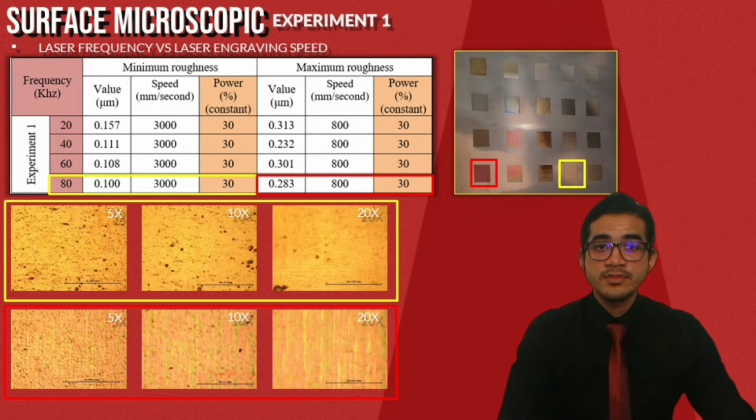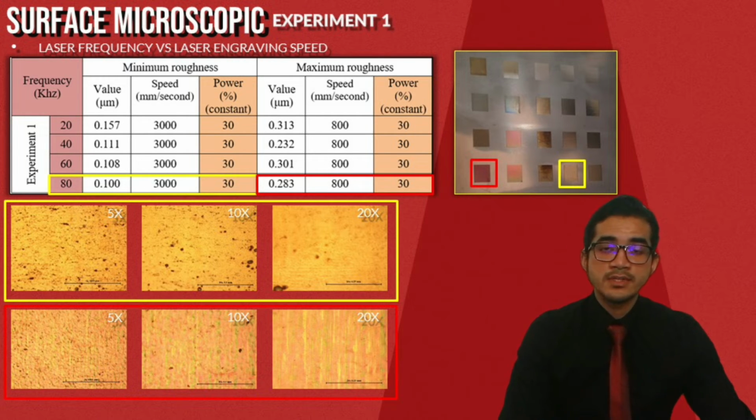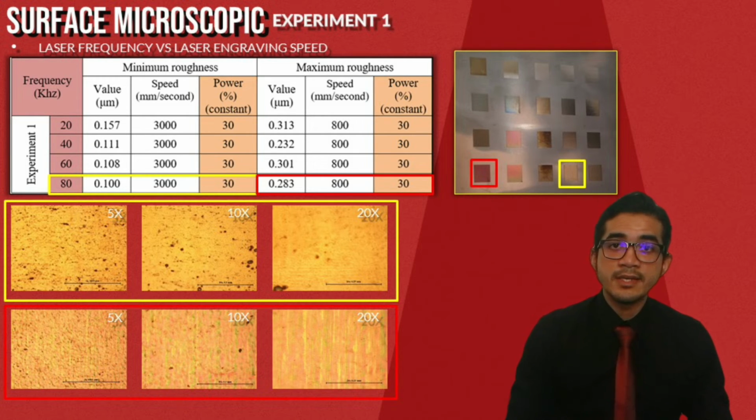I have chosen the D column to show the microscopic vision for this presentation. The frequency used for the D column is 80 kHz, and for the minimum roughness value, the speed is 3000 millimeter per second, which gives a surface roughness of 0.1 micrometer. For the maximum roughness in the D column, the speed is 800 millimeter per second, which gives a surface roughness of 0.283 micrometer. The yellow box indicates the minimum roughness for the D column, and the red box indicates the maximum roughness.